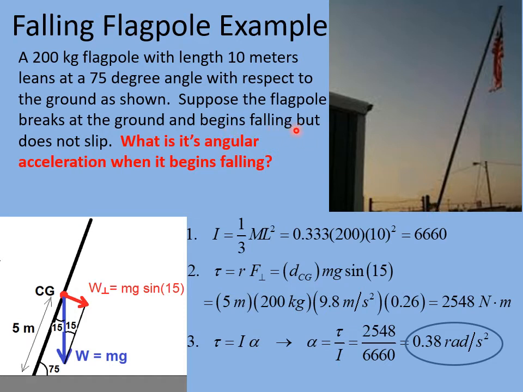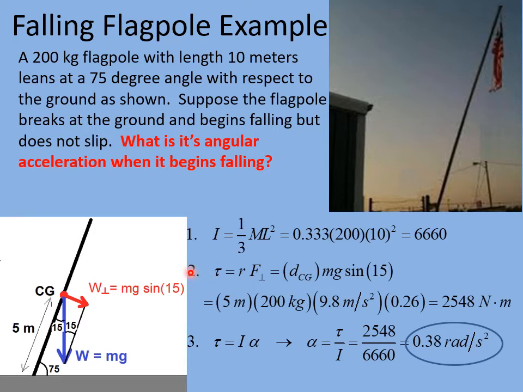We're told that it falls but doesn't slip. So this is the pivot point down here. The flagpole is going to rotate as it falls down about this point. So for a pole rotating about its end, from the chart, we have I equals 1/3 ml squared. Plugging in the numbers, the mass of the pole is 200 kilograms. The length we were told was 10 meters. So that gives us a rotational inertia of 6,660.